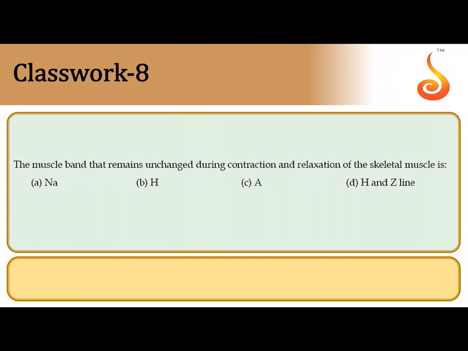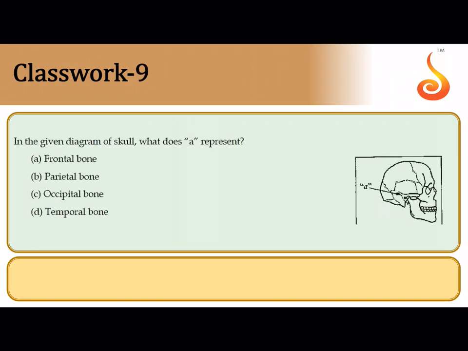The muscle band that remains unchanged during contraction and relaxation: myosin does not contract. The region of the sarcomere where you find myosin, or the thick filament, is the A band, or the dark or anisotropic band, which does not change.